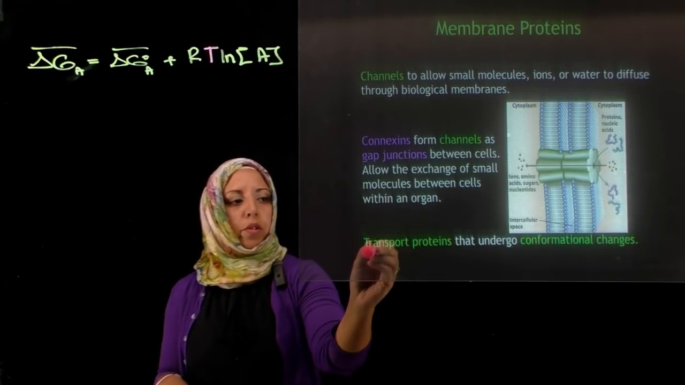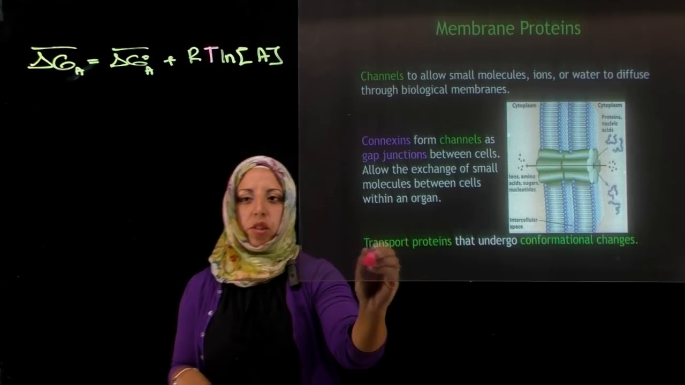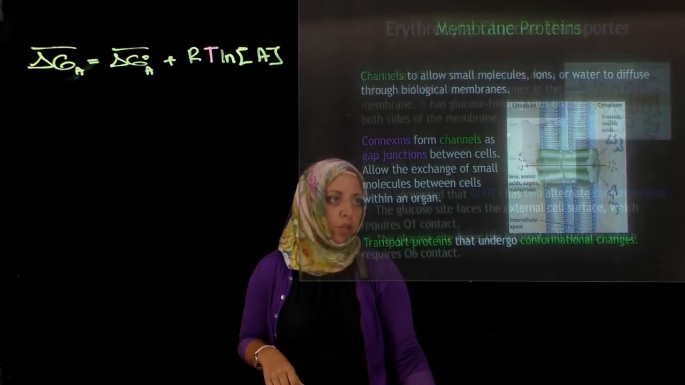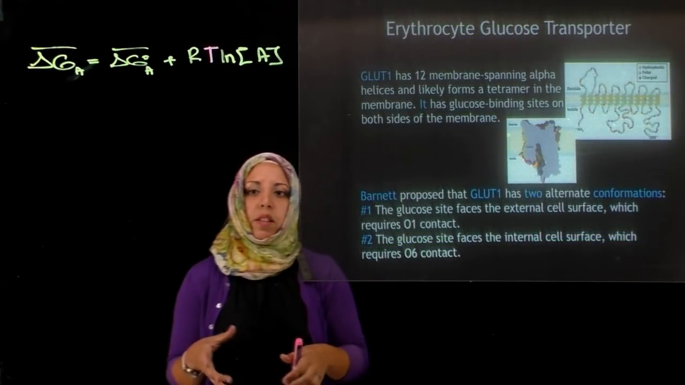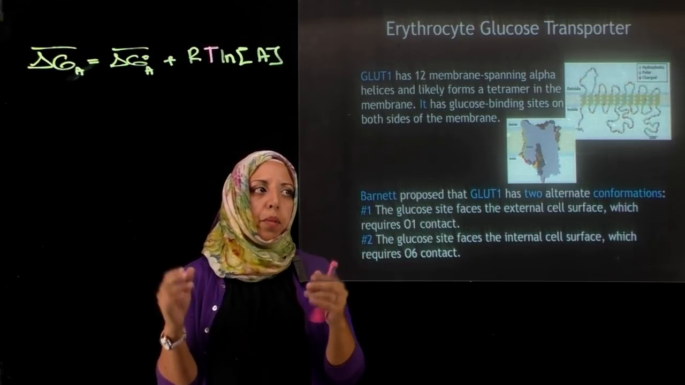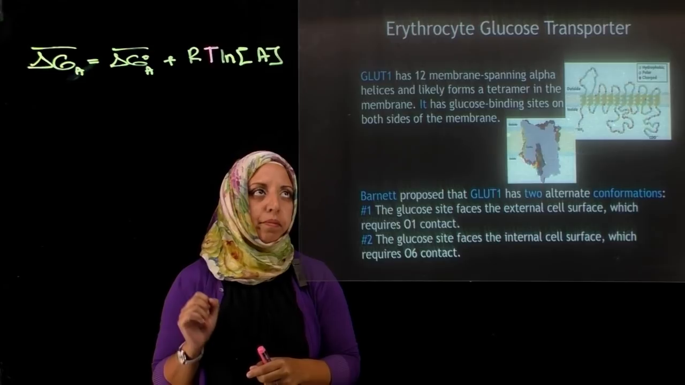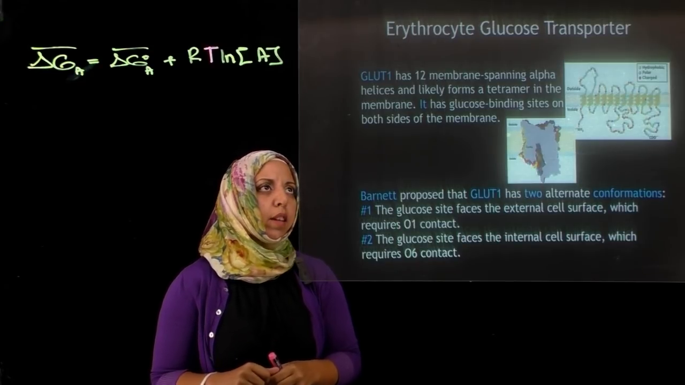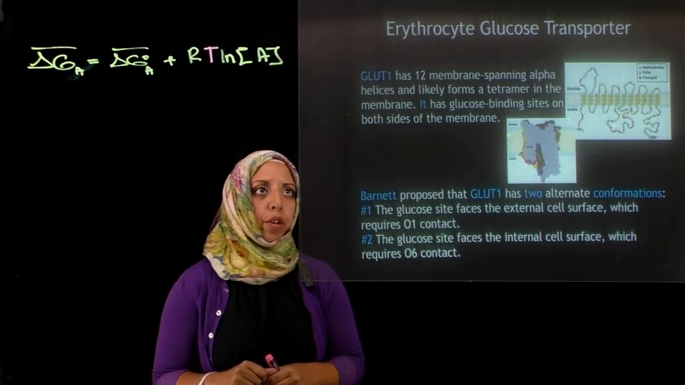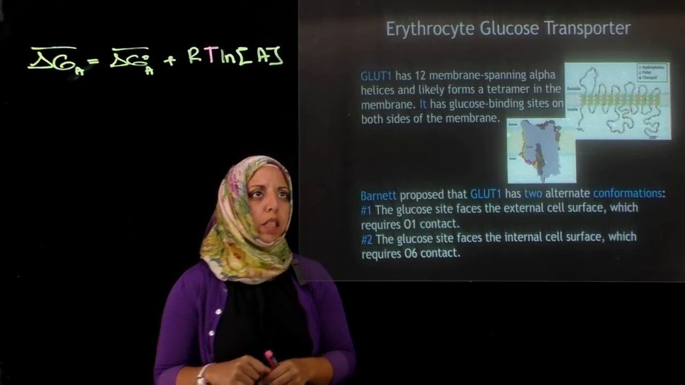Some transport proteins now undergo conformational changes, and we'll talk about those. So not all types of proteins form these channels within the membrane. Some undergo conformational changes, right? And one example is the erythrocyte glucose transport, known as GLUT1.